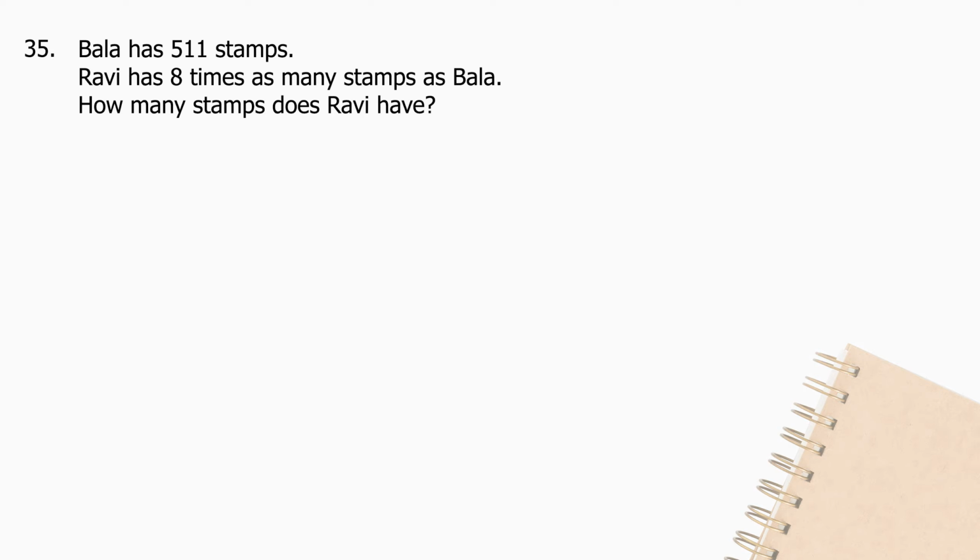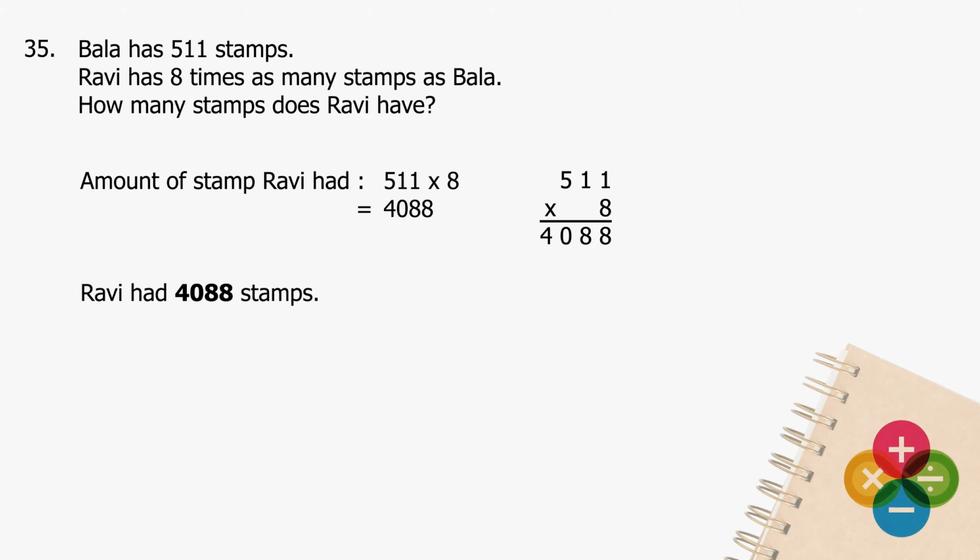Question 35. Bala has 511 stamps. Ravi has 8 times as many stamps as Bala. How many stamps does Ravi have? The amount of stamps Ravi had will be, multiply 511 by 8, and the product is 4,088. Ravi had 4,088 stamps.